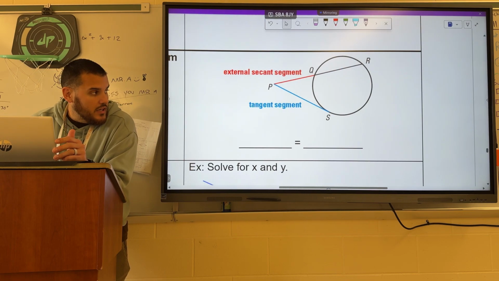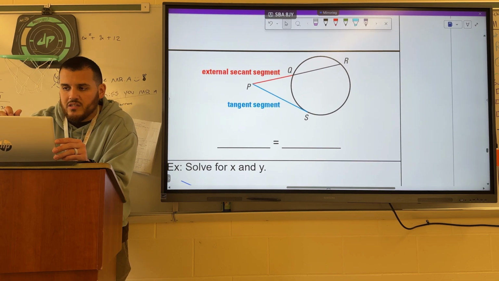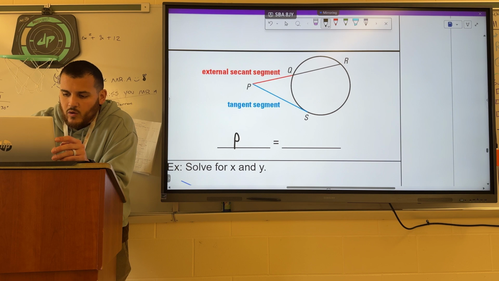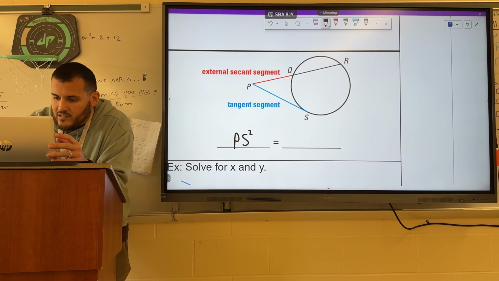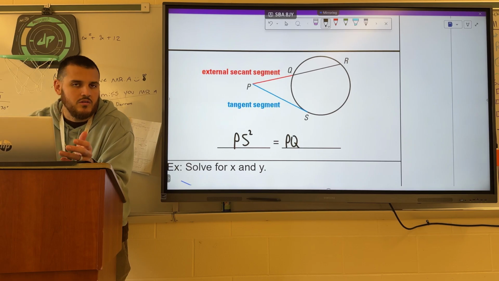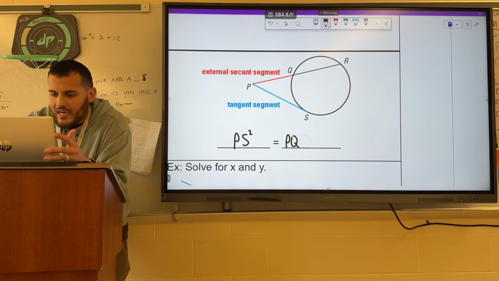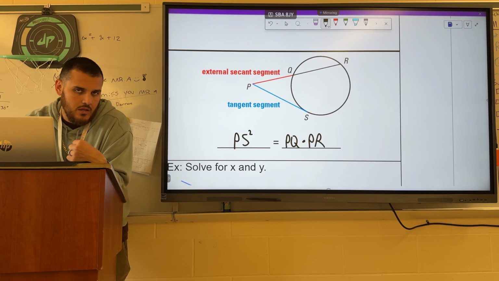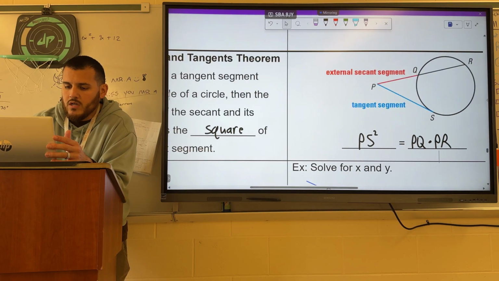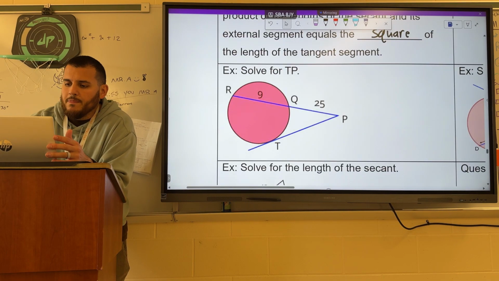So again, looking at this visual, the tangent is PS, and the square of that tangent will equal the product of the external part of the secant, which is PQ, and the entire secant, which is PR. So PS squared would equal PQ times PR, right? Let's see how we can apply this in this example.